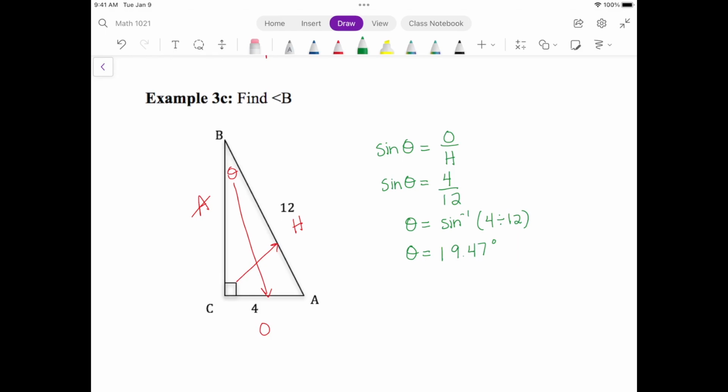And that is how you use the sine, cos, and tan functions in order to solve right angle triangles.